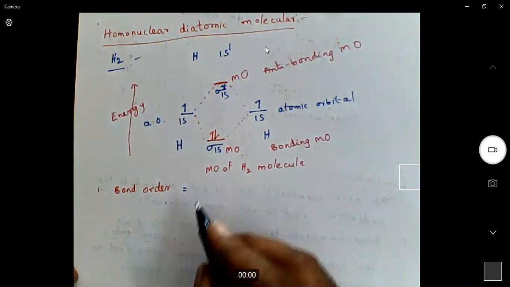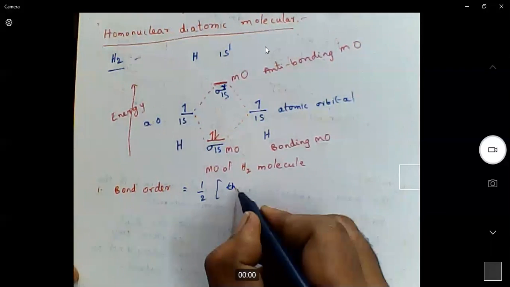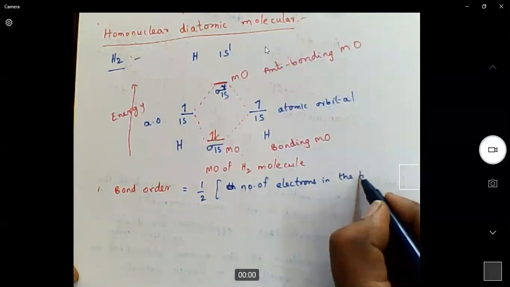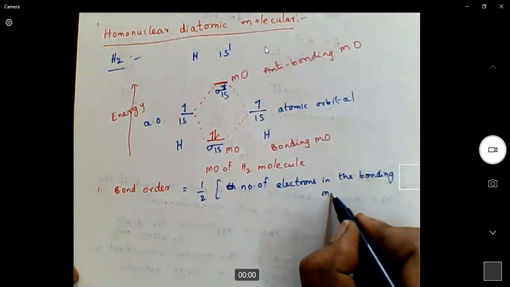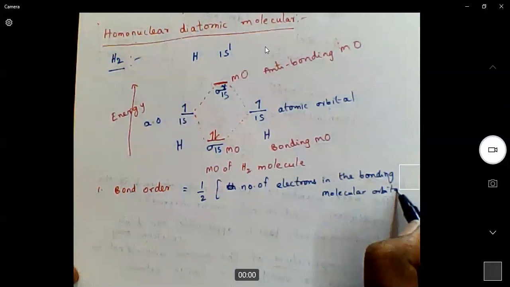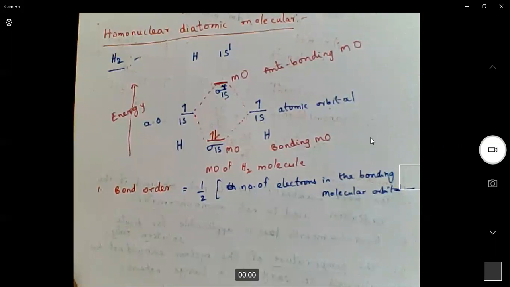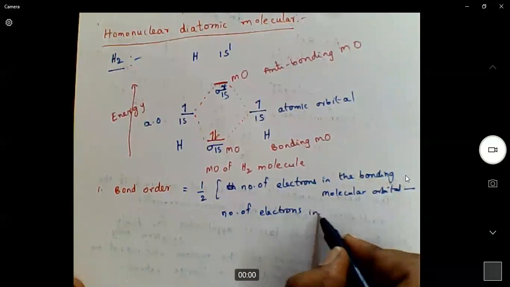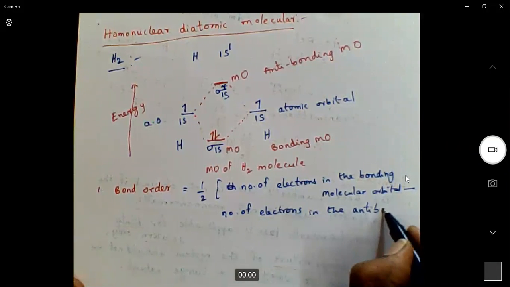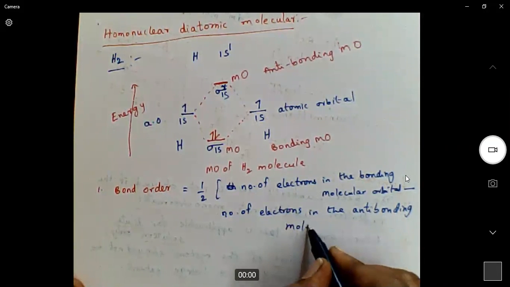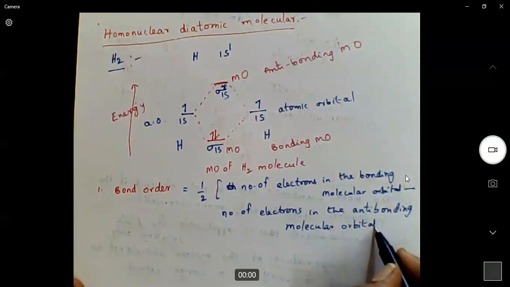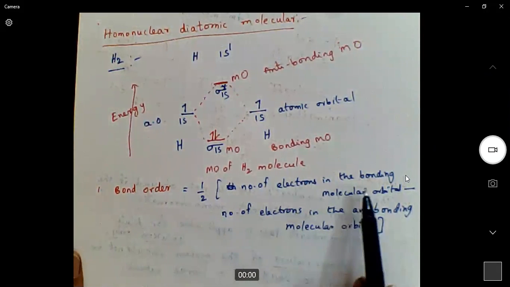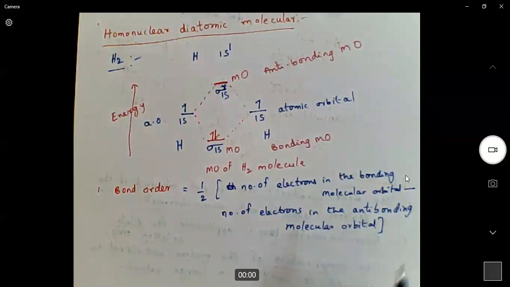How do we define bond order? Bond order is defined as half of the number of electrons in the bonding molecular orbital minus the number of electrons in the anti-bonding molecular orbital.